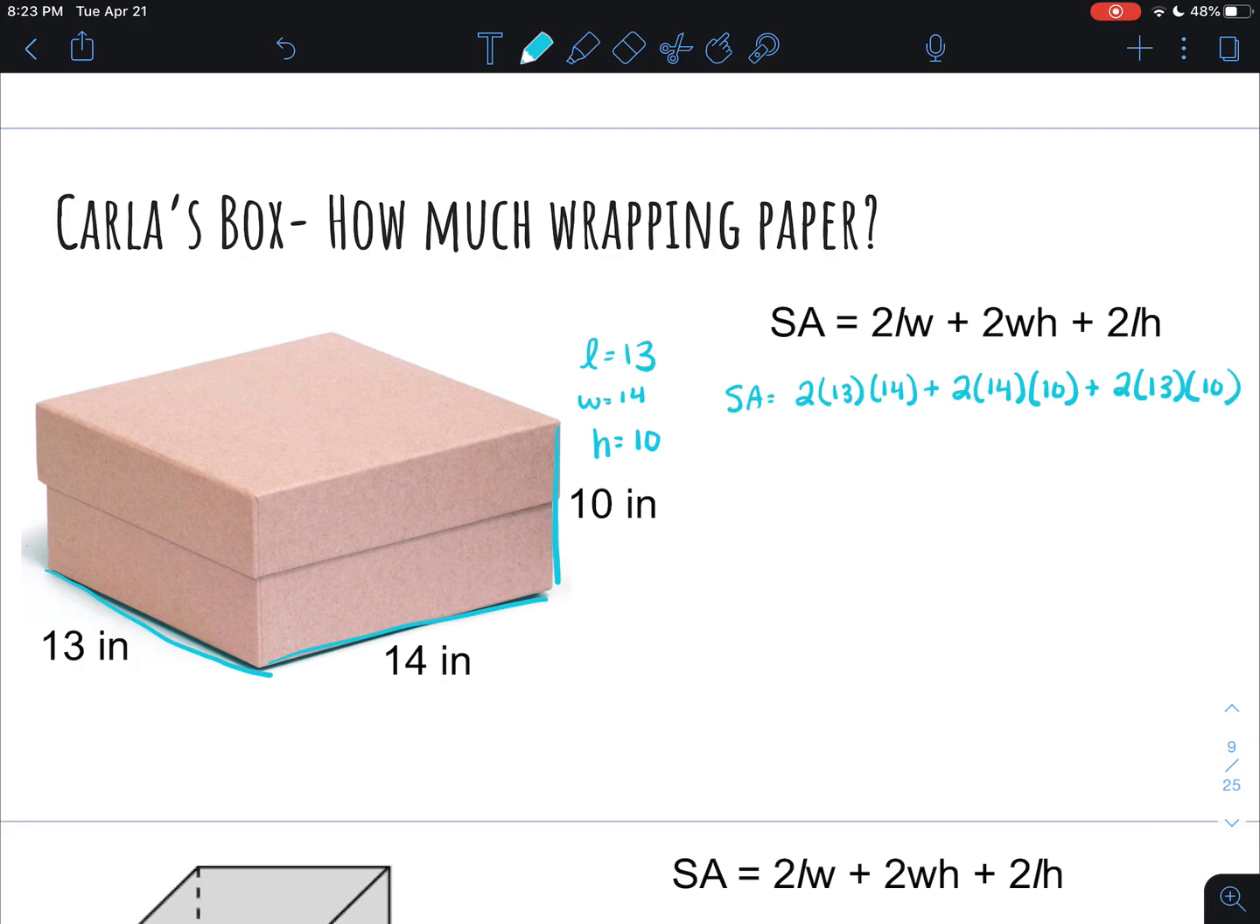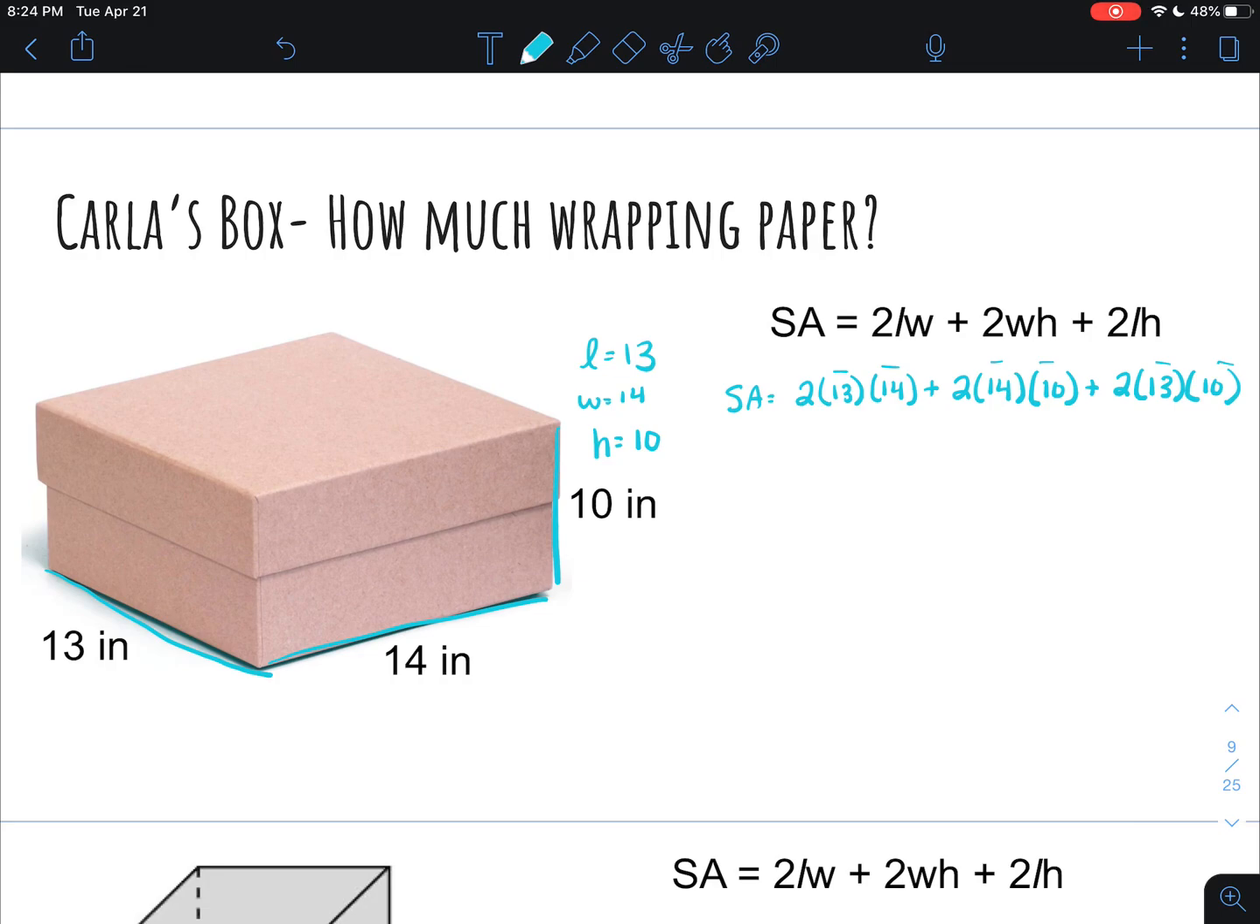The biggest thing I like to always go and check to make sure I plugged it in right, make sure you have 2 of every number. So I should have 2 13s, I should have 2 14s, and then 2 10s, other than obviously the 2s in the formula. But that's just an easy trick to check that you have all of them.